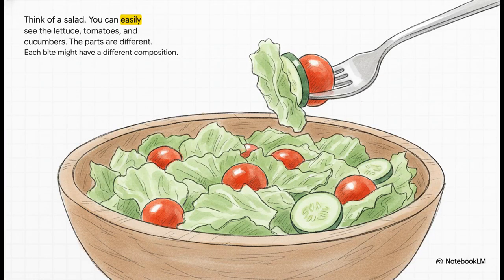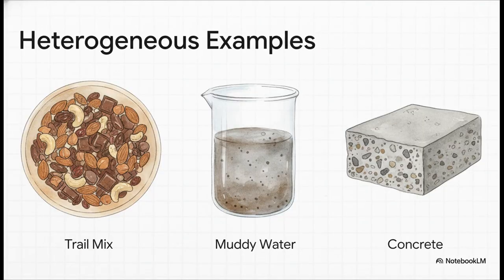I mean, you can see the lettuce, right? You can see the tomatoes, you can see the cucumbers. Each piece is obviously different. Every bite you take is going to be a little bit different, and that is the whole point. And this brings us right back to that trail mix from the start. You can clearly see the nuts, the raisins, the little chocolate bits. Other great examples? Muddy water, where you can see the dirt floating around. Or even concrete. That's just a jumble of cement, sand, and gravel all mixed together.